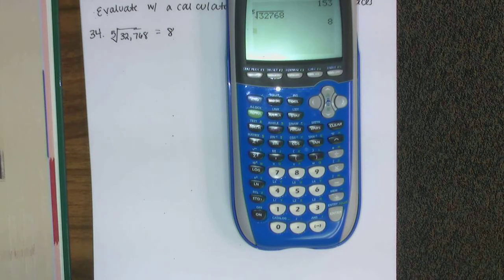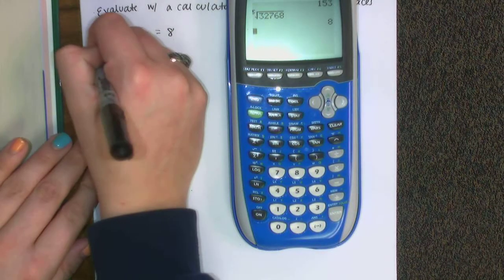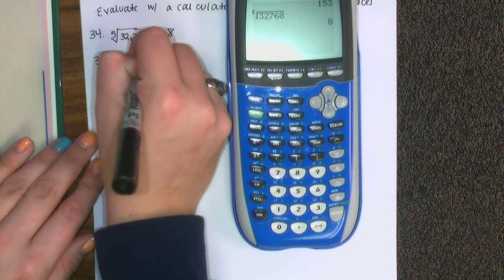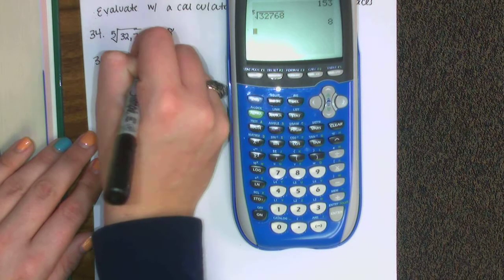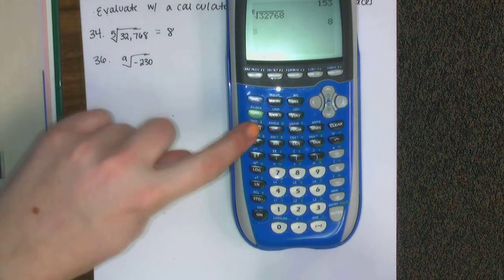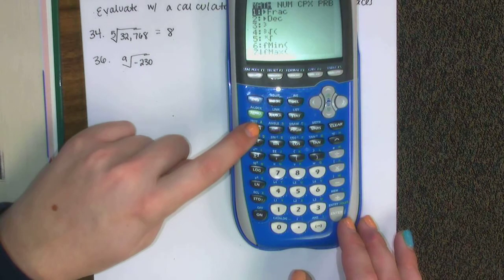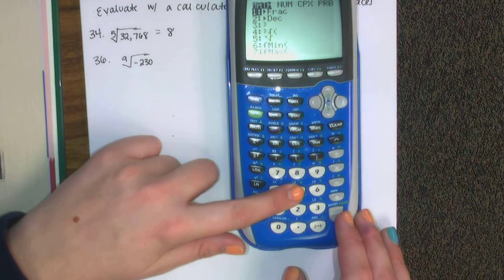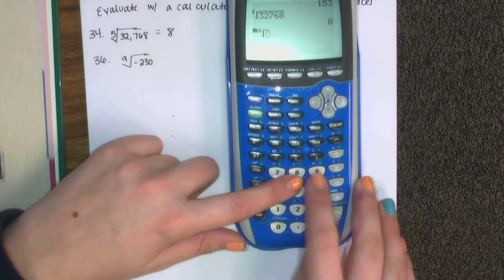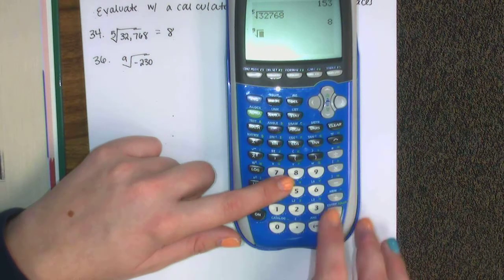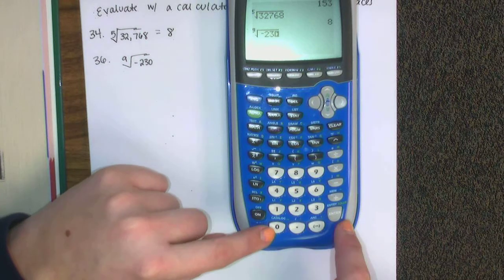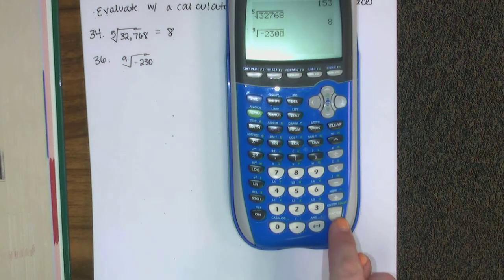Okay, and we'll do one more of that type just so you can see it. We have the ninth root of minus 230. So here, again, we hit the math button. The number 5 is what brings up the one we want. Notice again, it pulled in my answer, so I'm going to replace that with 9 because I need the ninth root. I'm going to put in that negative, so negative 230. Enter.